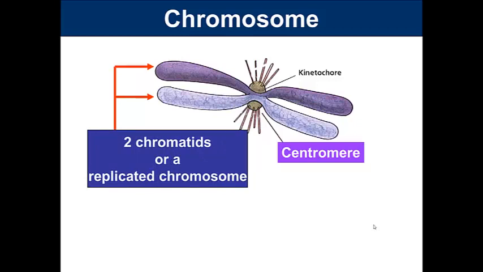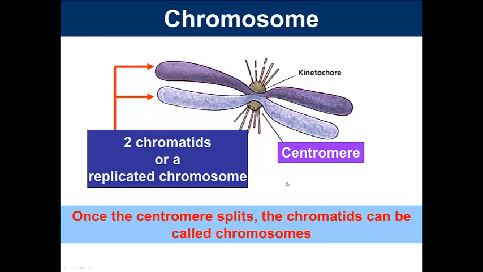Two chromatids, or a replicated chromosome, are attached together by a centromere. The protein complex that attaches them together is called a kinetochore. Once the centromere splits, the chromatids, so one chromatid and two chromatids, are called chromosomes.